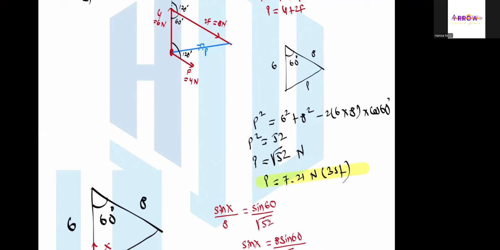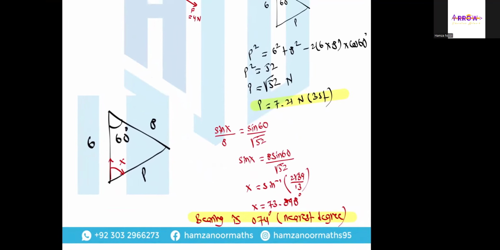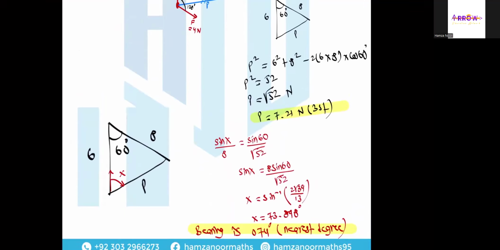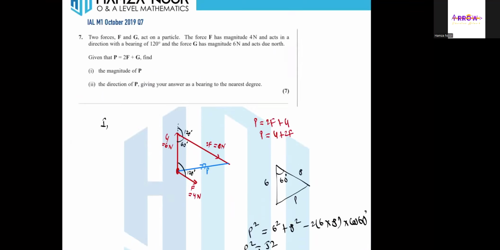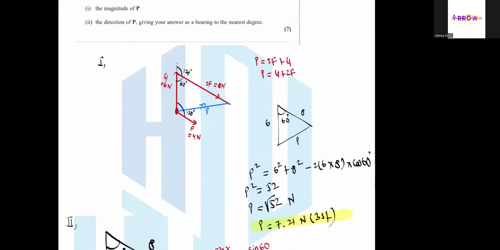In M1, you can write your non-exact answers correct to 3SF or 2SF. Edexcel M1 mechanics, which we are discussing. All right. So this was a requirement of part one. And as far as part two is concerned, in part two, we need to find the direction of P, and we need to give our answer as a bearing correct to the nearest degree.